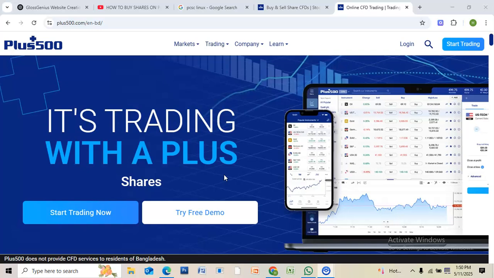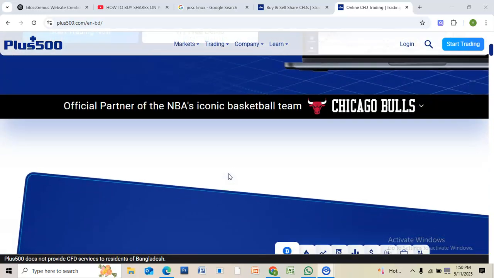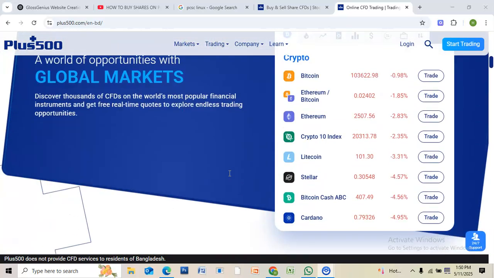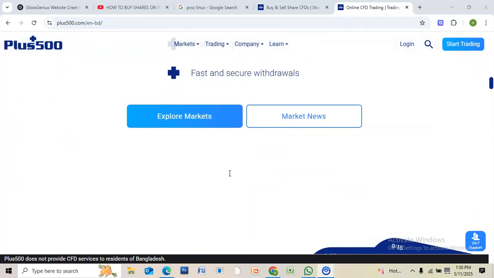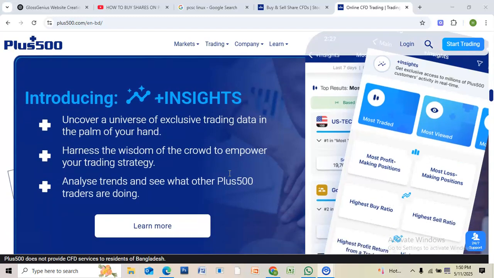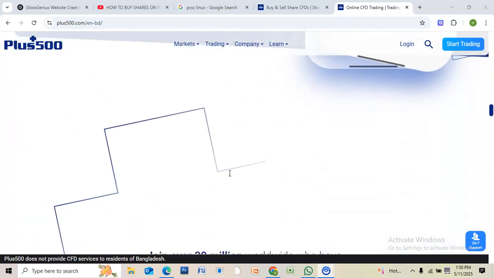Visit the PLUS500 website or download the app first. Sign up using your email, Google or Apple ID. Complete the identity verification step as required by regulations. Make a minimum deposit to fund your account.